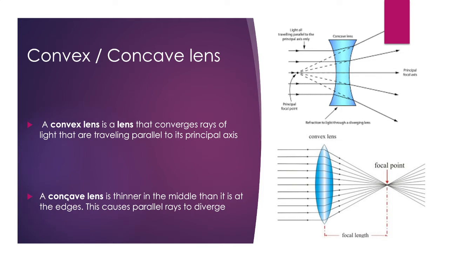So, what is a concave lens? It's thinner in the middle and wider on the outside, and it causes parallel rays to diverge. So what does that mean? Basically, you have rays of light that go into a concave lens right here, and instead of converging, they diverge away from each other. So yeah, to remember both of them, a concave lens caves in, so it would make a cave lens.